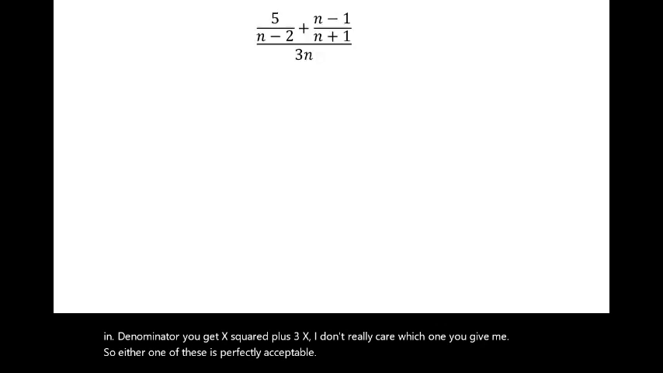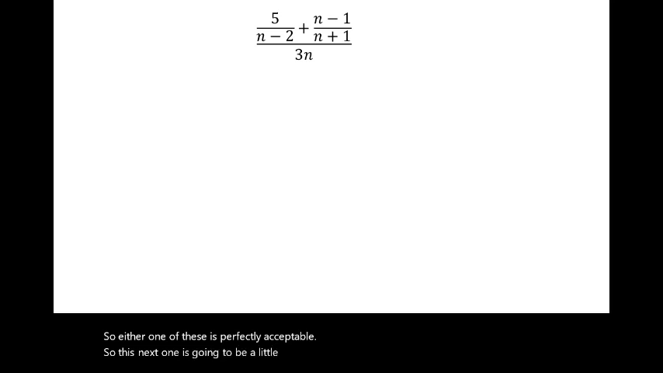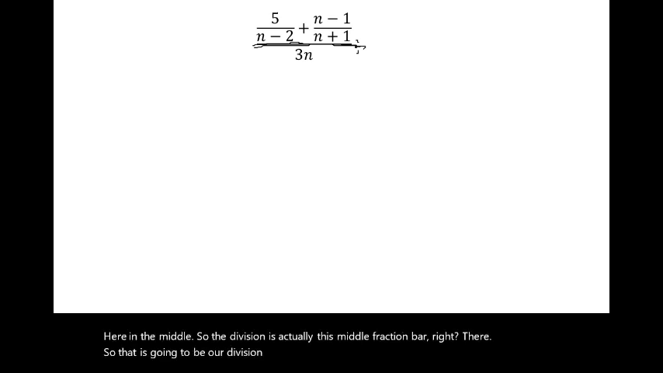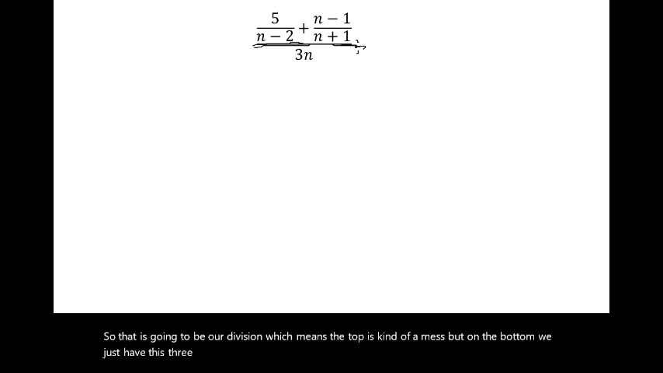So this next one is going to be a little bit more involved. So again, the division is actually right here in the middle. So the division is actually this middle fraction bar right there. So that is going to be our division, which means, the top is kind of a mess, but on the bottom we just have this 3n. So we'll tackle that 3n in a little bit. I do have to worry about doing that addition on the top first, which means that I do need common denominators.